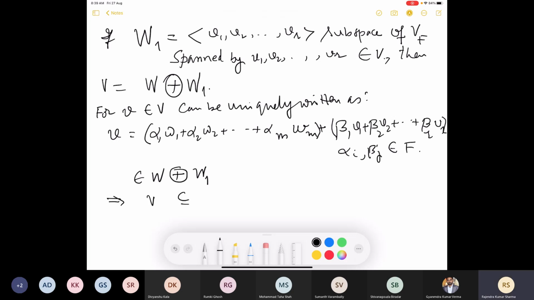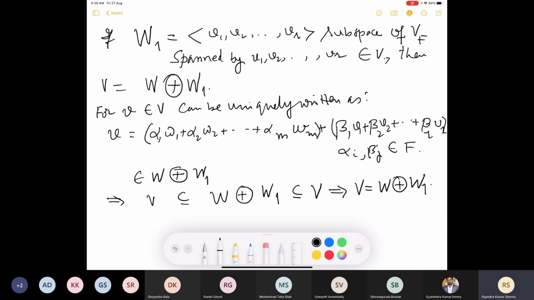Therefore, V is contained in the internal direct sum, external direct sum, that's isomorphic, and therefore we shall not distinguish. So V is contained in the direct sum of W and W1, and the sum of two subspaces is always a subspace of V, and that proves that the two are equal. So V is the direct sum of W and W1. Nice.